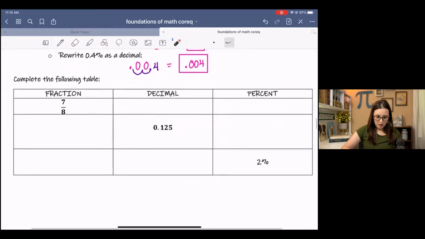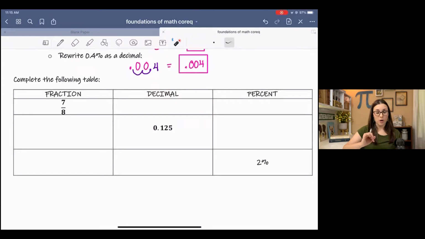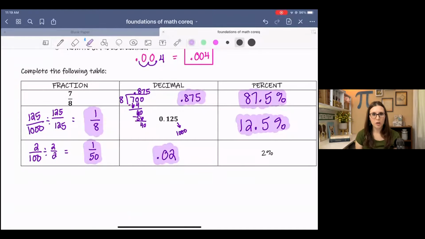So as practice, I want you to pause the video, try to fill out this table, come back and check your work. Okay, check your work with the table. I tried to include some work on my table so that if you got something wrong, you could see maybe where you got something wrong.